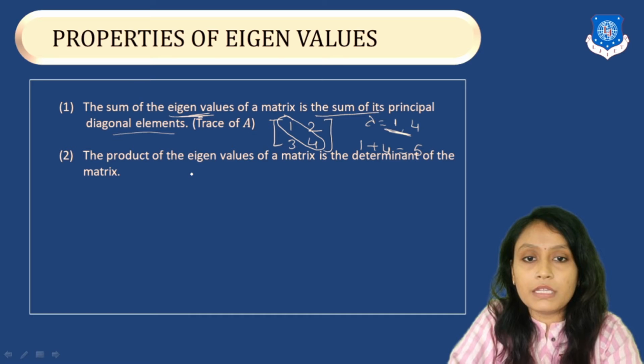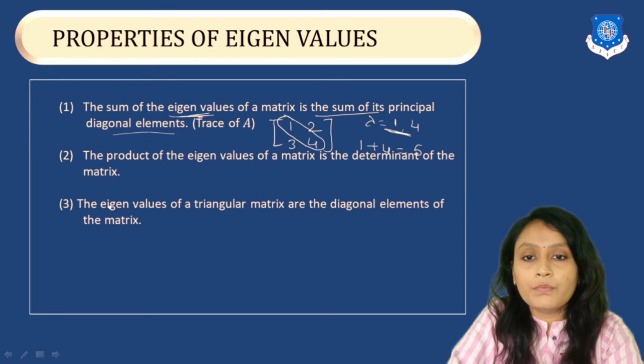Now the second property is that the product of eigenvalues of a matrix is the determinant of the matrix. If you find the determinant of any matrix, it will be equal to the product of eigenvalues, meaning the multiplication of eigenvalues. Now, the eigenvalues of a triangular matrix are the diagonal elements of the matrix.